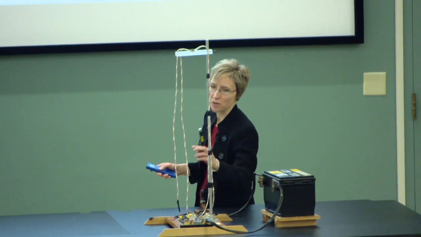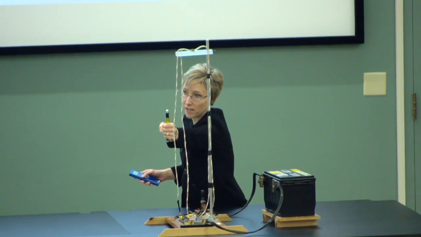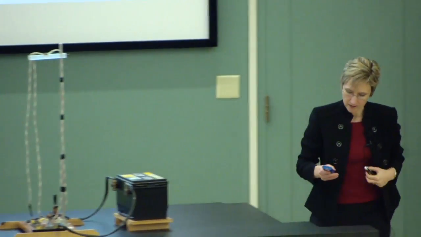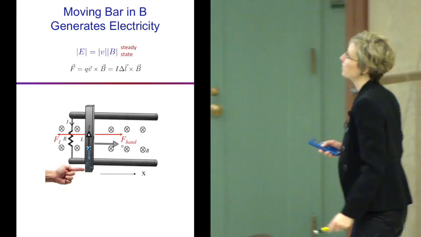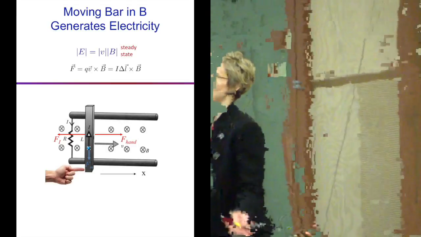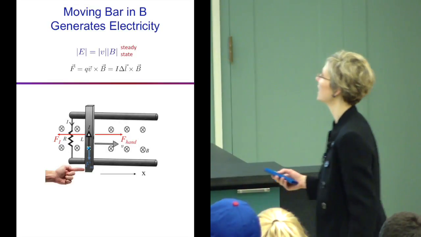So I can calculate. And so similar things were going on here, right? There was a current in the presence of a crossed magnetic field, and the magnetic field exerted a force on the wire. So same thing here. That's what the hand has to fight, is that force from the magnetic field. So we can calculate then, well, how much work am I going to have to do? How much power am I going to have to put into this thing in order to keep it moving?